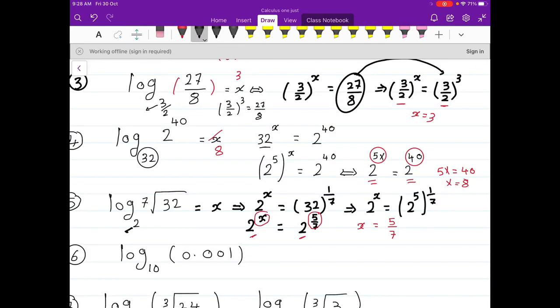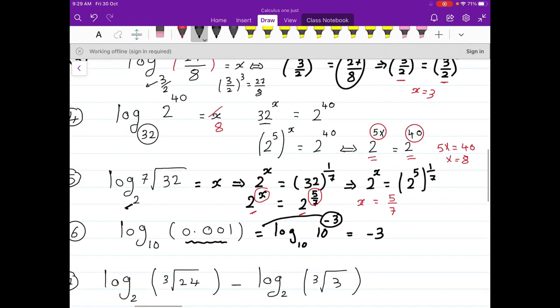Log 0.001. You can solve this problem, you can write the log. This number is equivalent to 10 to the power minus 3. How can you simplify this number? So this is equal to minus 3.